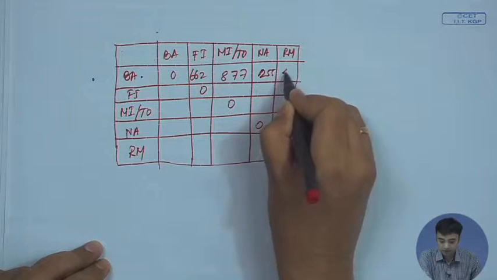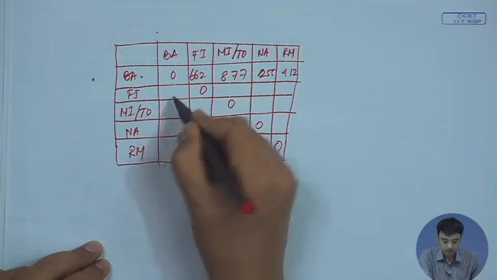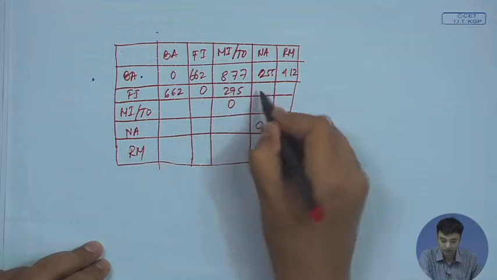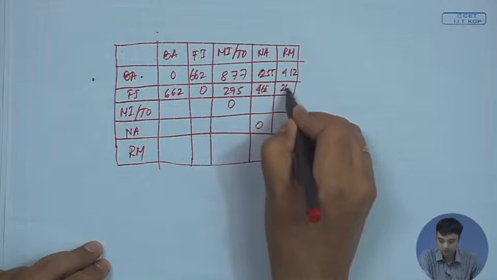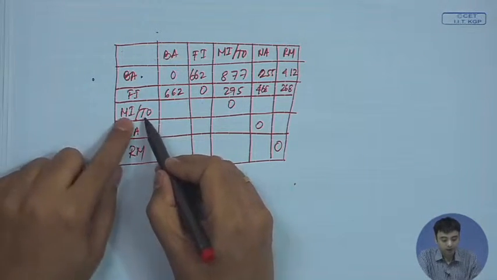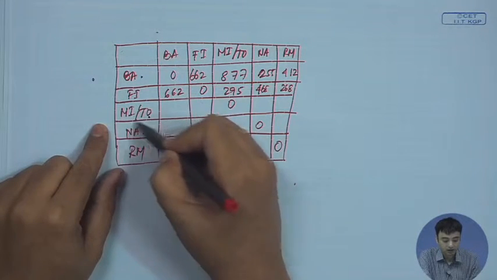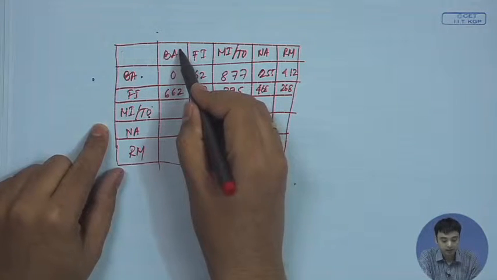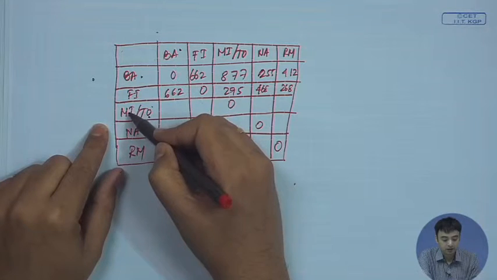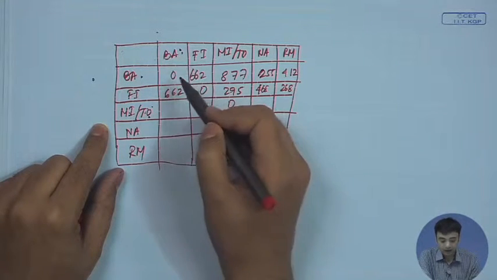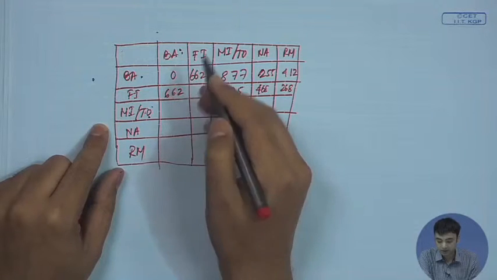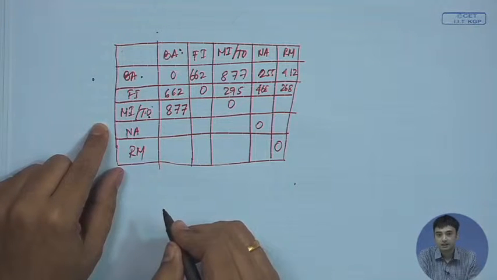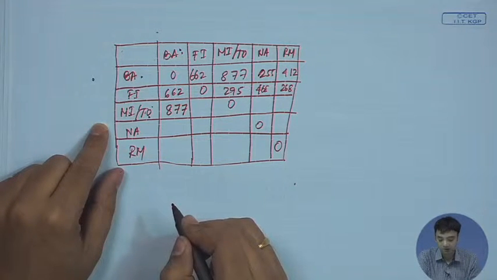255, 412, 662, 295, 468, 268. Now you see from Milan and Turin we have to estimate. So, this is one cluster now, one single node. Now, we have to estimate the distance between this cluster and Bari. So, we find out the distance between Milan and Bari and Turin and Bari, and out of this we put the smallest distance. In this case the smallest distance turns out to be 877, since we are using single linkage clustering. So, we put the smallest distance here.